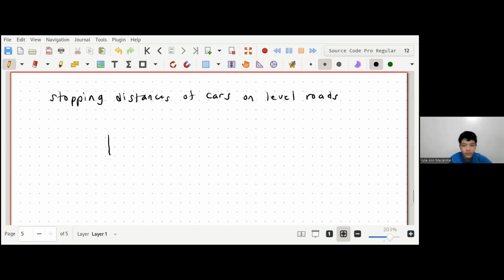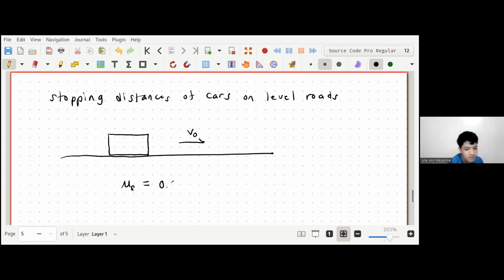Then, you have a car. So, this is our model. It's moving forward with initial speed V sub 0. The coefficient of static friction, let's assume 0.7 to be safer. Then the coefficient of kinetic friction is 0.4. So, this is like the black ice problem.